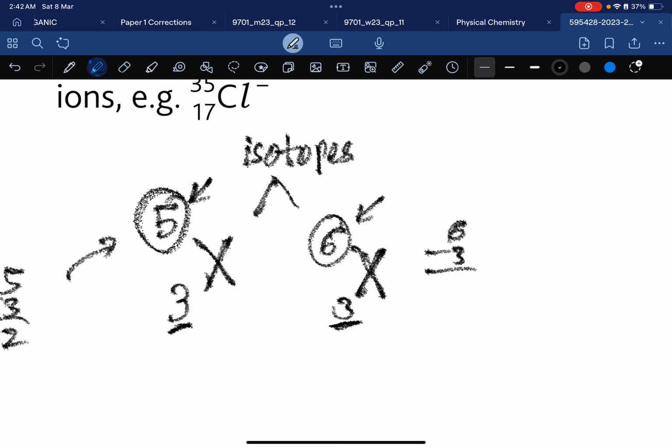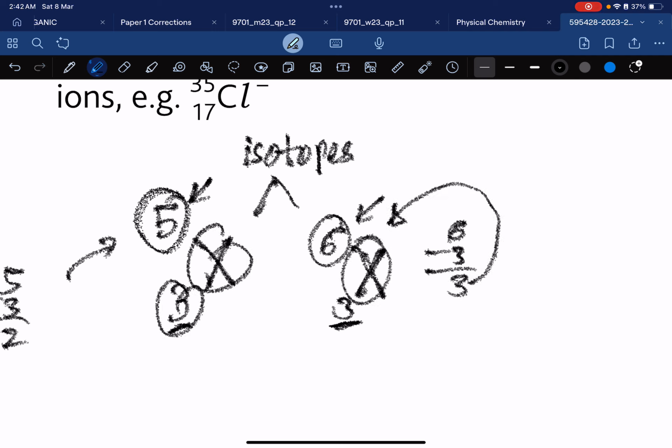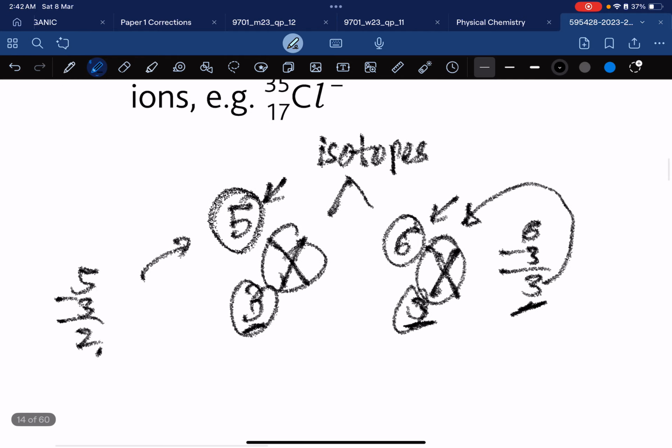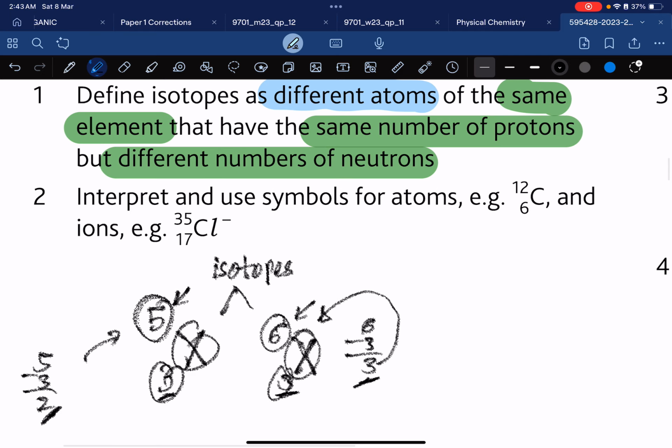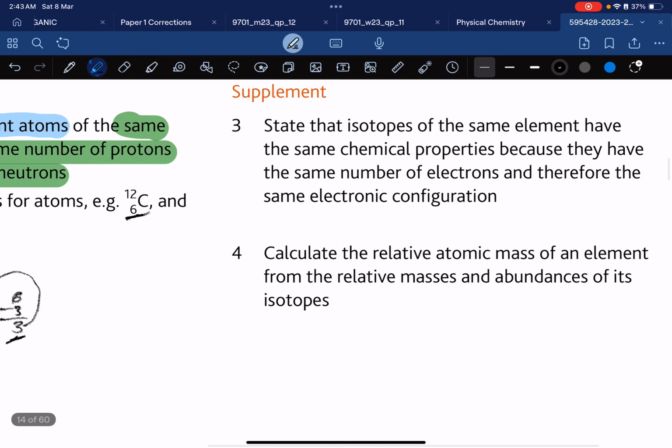Yeah, 6 minus 3, which is 3, is the number of neutrons over here. So they are the same element with the same proton number but different neutron numbers. Okay, so the same over here. I have it for carbon and for chlorine. You can have different examples for different atoms.